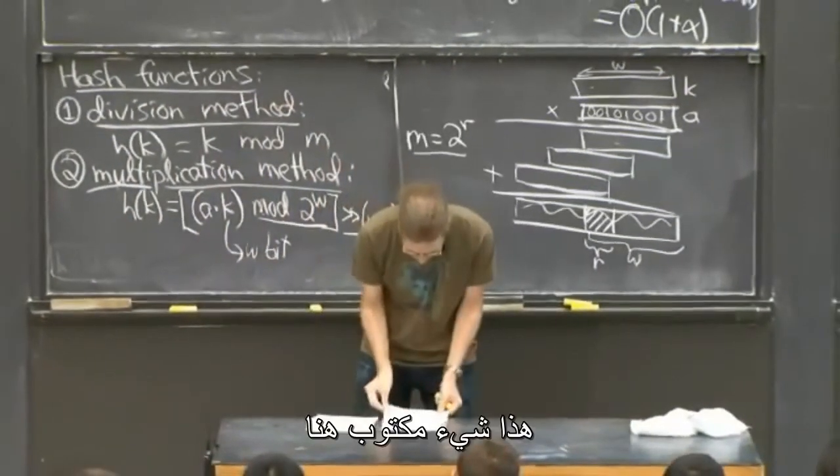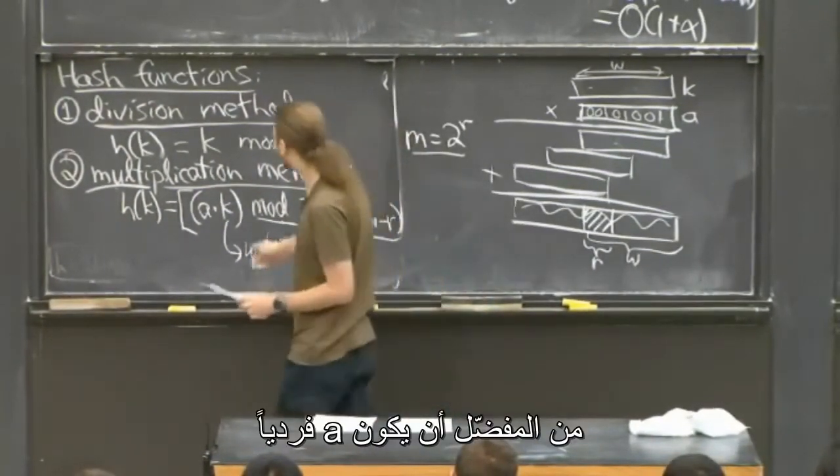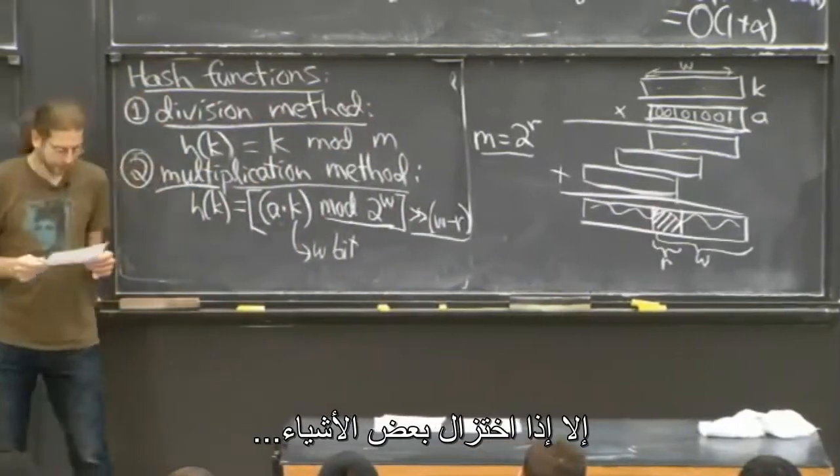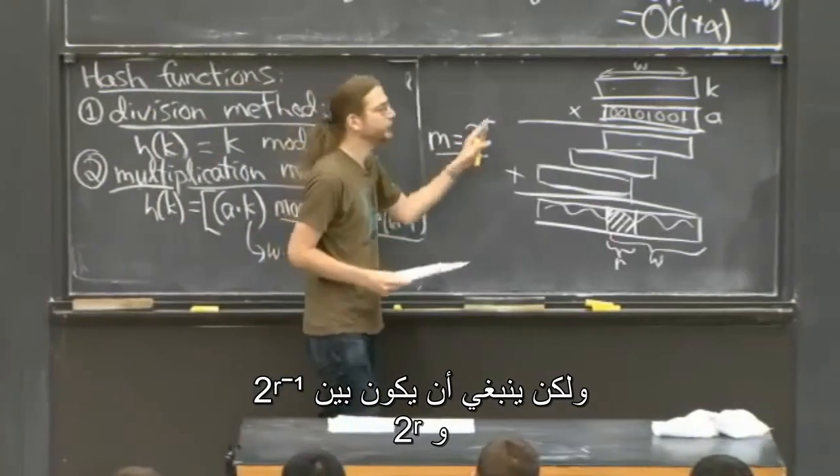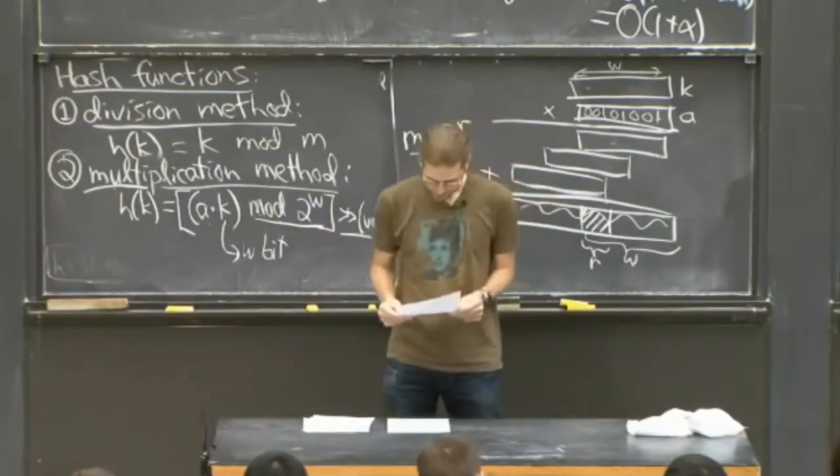I have some things written here. A better be odd, otherwise you're throwing away stuff. And it should not be very close to a power of 2. But it should be sort of in between 2 to the r minus 1 and 2 to the r. Cool.